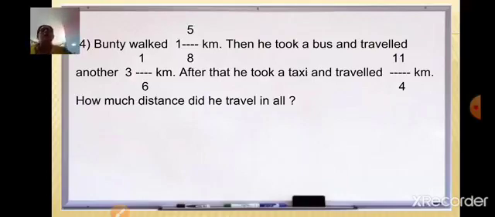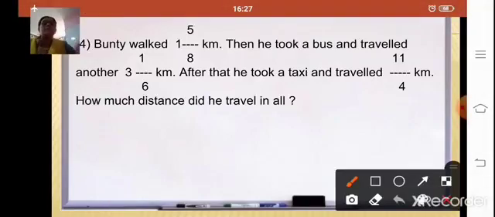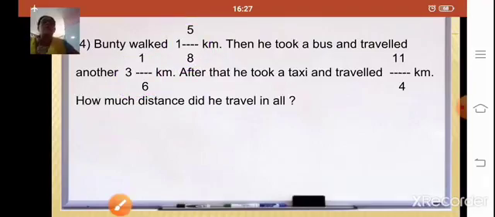Now here you have to add all the fractions. There are 3 fractions, out of which 2 are mixed fractions and 1 is an improper fraction. So first we will convert the mixed fractions into improper fractions. Okay. So let us take each fraction one by one.